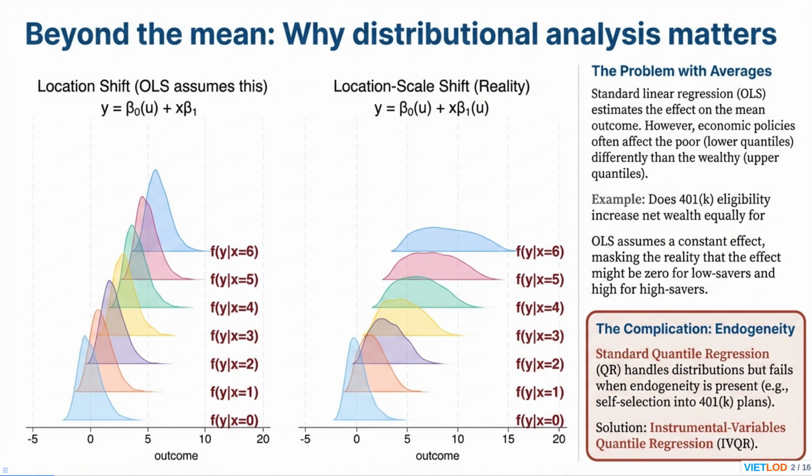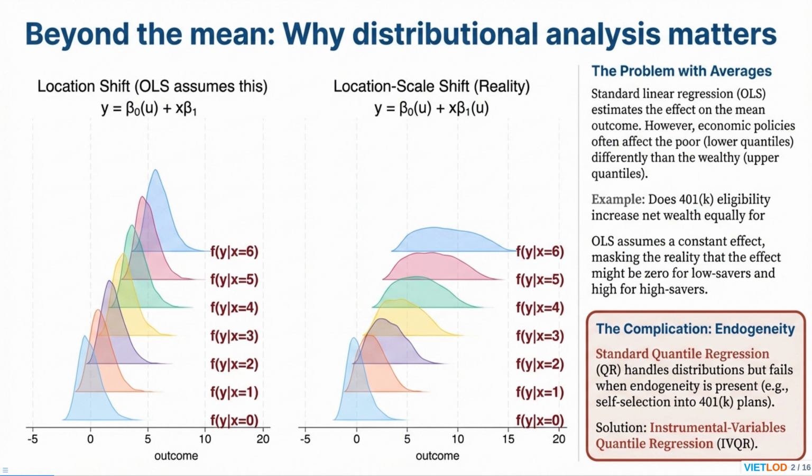Standard OLS assumes a simple location shift, where the effect is constant across the entire distribution. However, as we see in the location scale shift graph, reality is often more complex. Economic policies frequently affect different groups in unique ways. For instance, 401k eligibility might significantly increase wealth for high savers while having little to no effect on low savers.